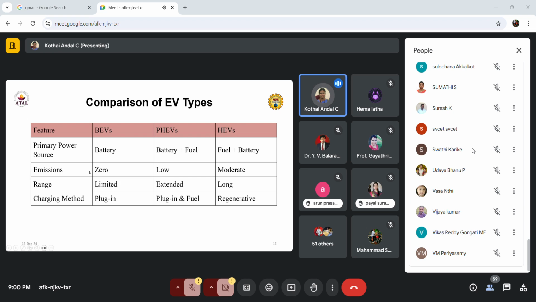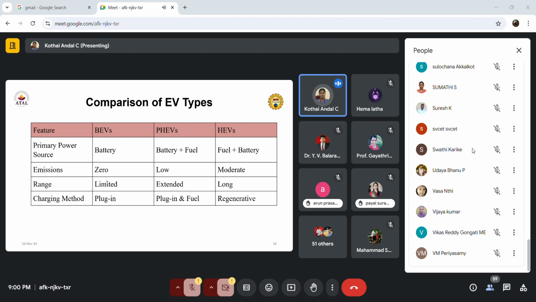From the emissions point of view, the battery vehicle has zero emission because it is fully electric. In the plug-in hybrid, the IC engine is supported by the battery and the major power is the battery, so it has low emissions. But in the hybrid electric vehicle, the major part is the IC engine, so the emission is moderate, a little higher than the plug-in hybrid electric vehicle.